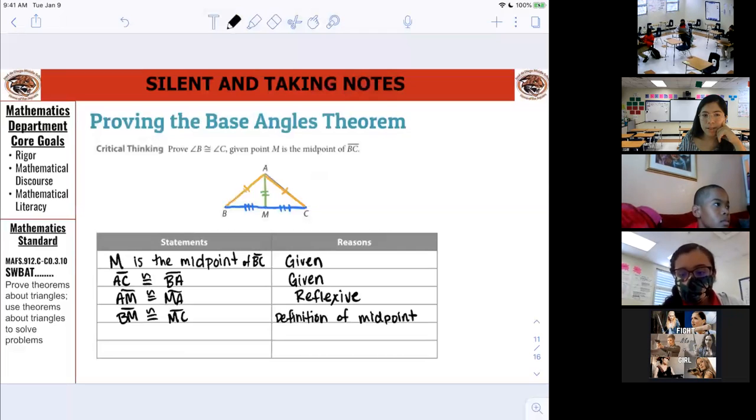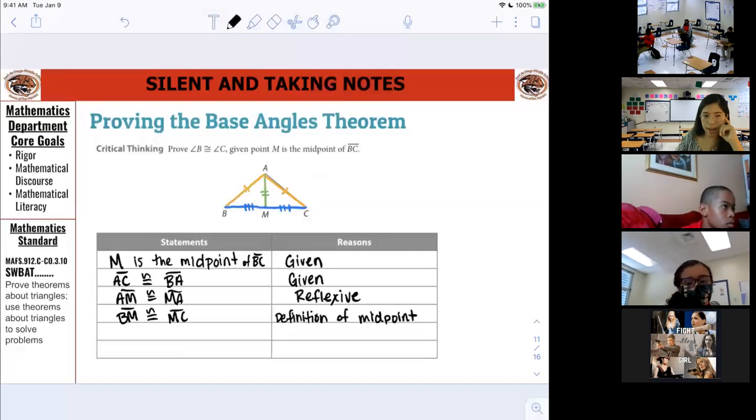Equilateral. No. Okay, so Emily says AMB and AMC. Are you talking about the angles or the triangles? I just want to clarify. When you say AMB equals AMC, are you talking about triangle AMB and triangle AMC, or just angle AMB and angle AMC? I think she's trying to say that they're congruent.